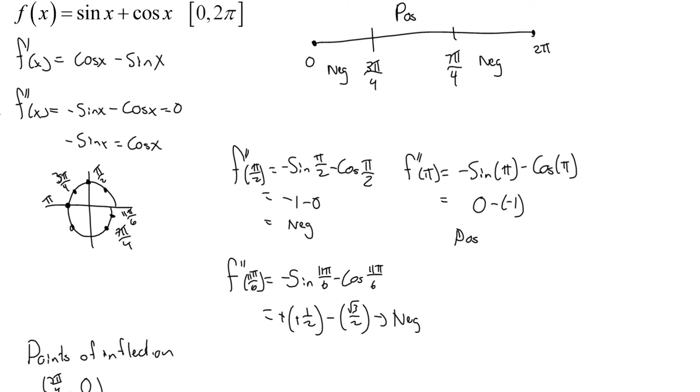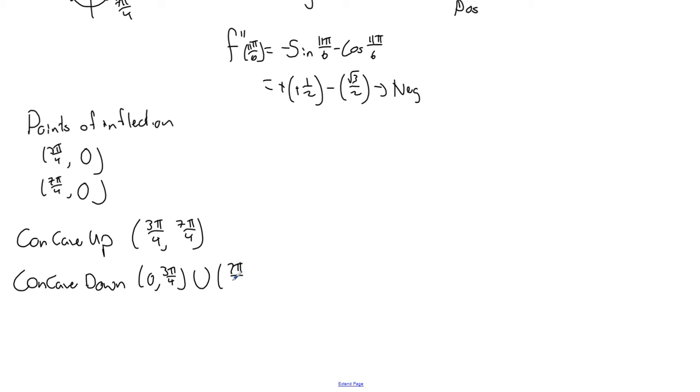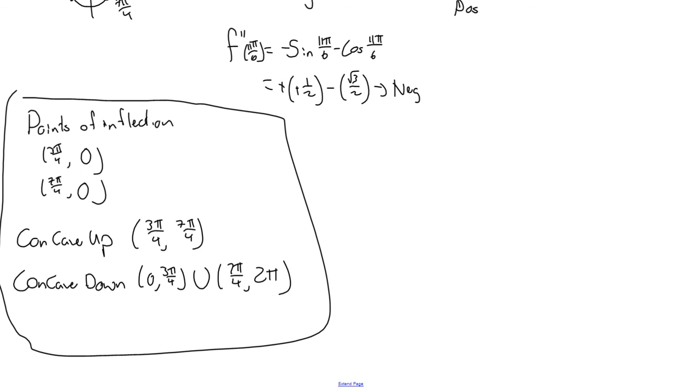The interval where it's concave up is where it's going to be positive, so there's only one open interval, and that's 3 pi over 4 to 7 pi over 4. And then it's concave down on 0 to 3 pi over 4, unioned with 7 pi over 4 to 2 pi, all the way to the end. And those are the two things that they asked for, so we are done.